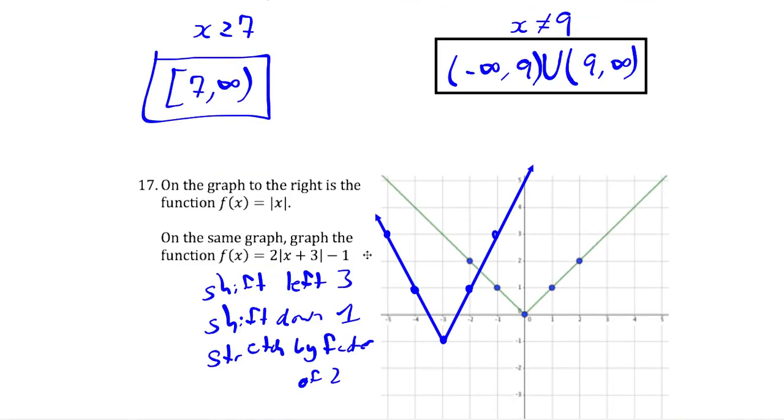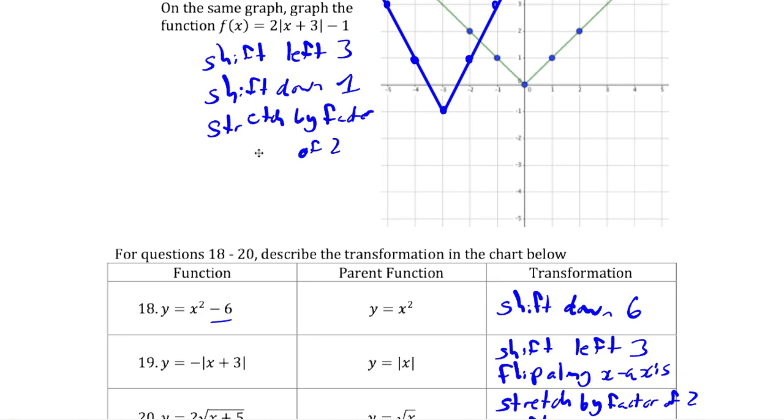So lots of transformations we looked at. Make sure you are familiar with them, how they move, how to work through this. And that will be of tremendous help to you for the midterm exam.